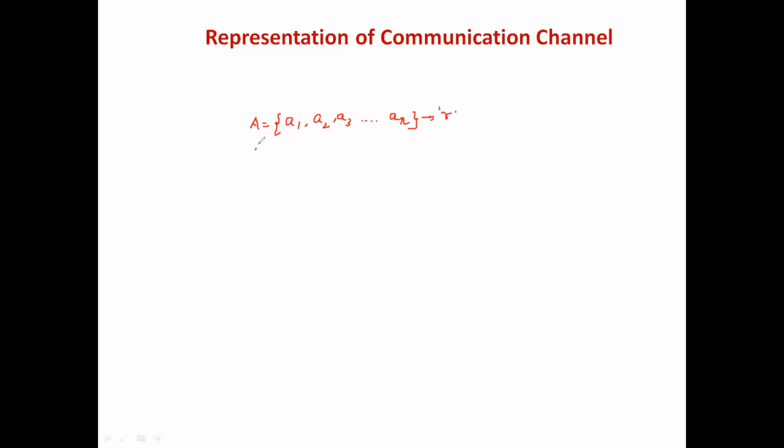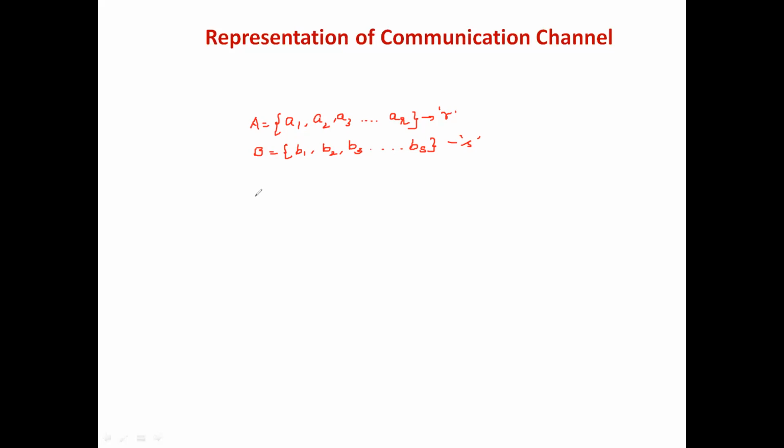These symbols are transmitted through a communication channel, and at the receiver we receive the alphabet B, which consists of the symbols B1, B2, B3 up to BS. So we have S number of symbols. Because of noise in the communication channel, we cannot expect the same number of symbols which are transmitted at the transmitter to be received at the receiver.